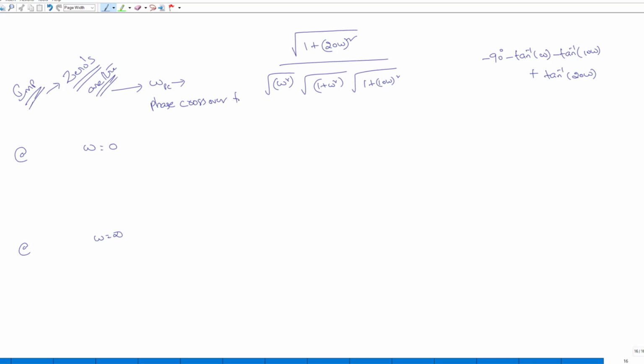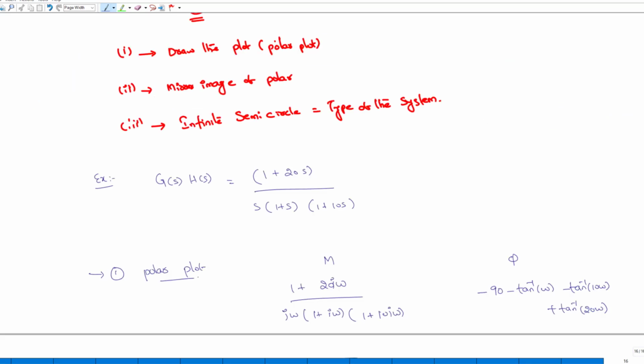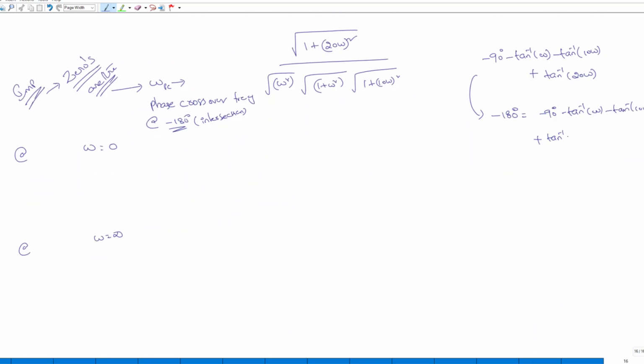But the important point is that there is a 0 here. Whenever there is a 0, according to our polar plot, we were already told that it should cut the negative real axis. That means the phase should be equal to minus 180 degrees. So minus 180 degrees is minus 90 minus tan inverse of omega minus tan inverse of 10 omega plus tan inverse of 20 omega. So minus 180 plus 90 will become minus 90. So minus 90 plus tan inverse of 20 omega is equal to tan inverse of omega plus tan inverse of 10 omega. It is in the form of tan inverse of a plus tan inverse of b, so there will be a plus b by 1 minus ab, the tan inverse formula. That is as simple as that.